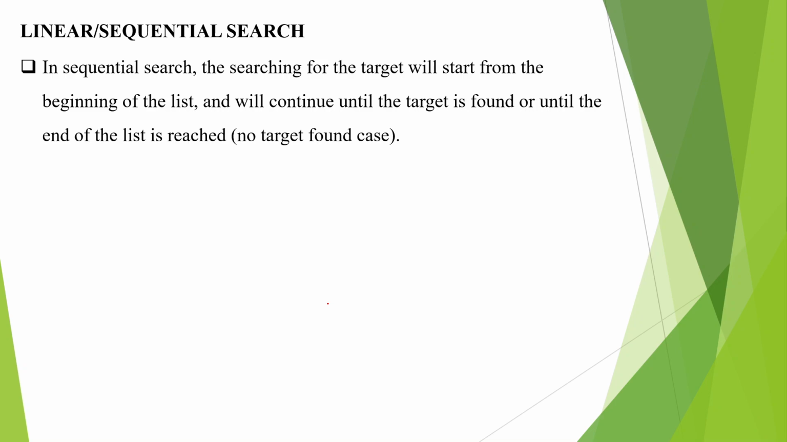Hope you understood. You can read this particular point, and you will get the same meaning. In sequential search, the searching for the target will start from the beginning of the list and will continue either until the target is found or until the end of the list is reached. Two different things. When the target is found, there only the approach will stop. This is the first breaking point. And the second breaking point is when the end of the list is reached.